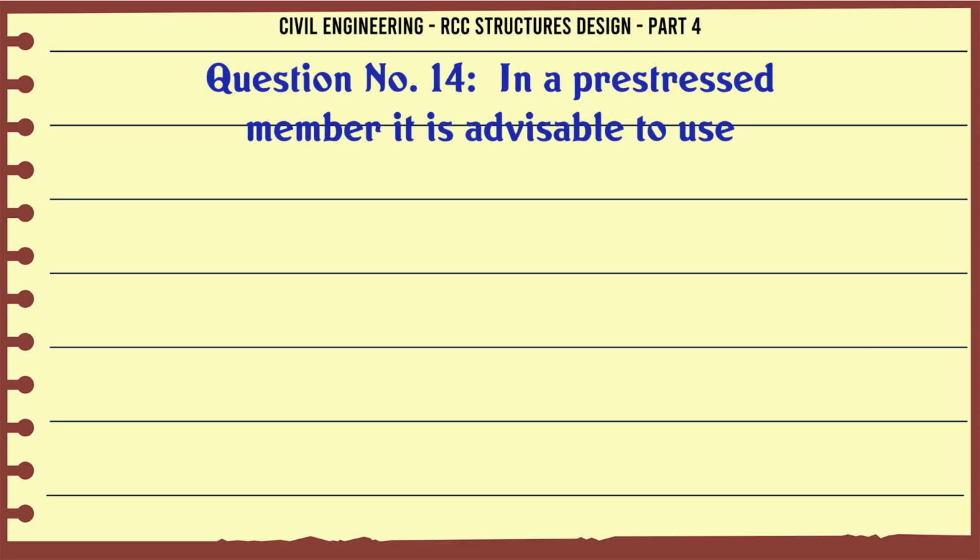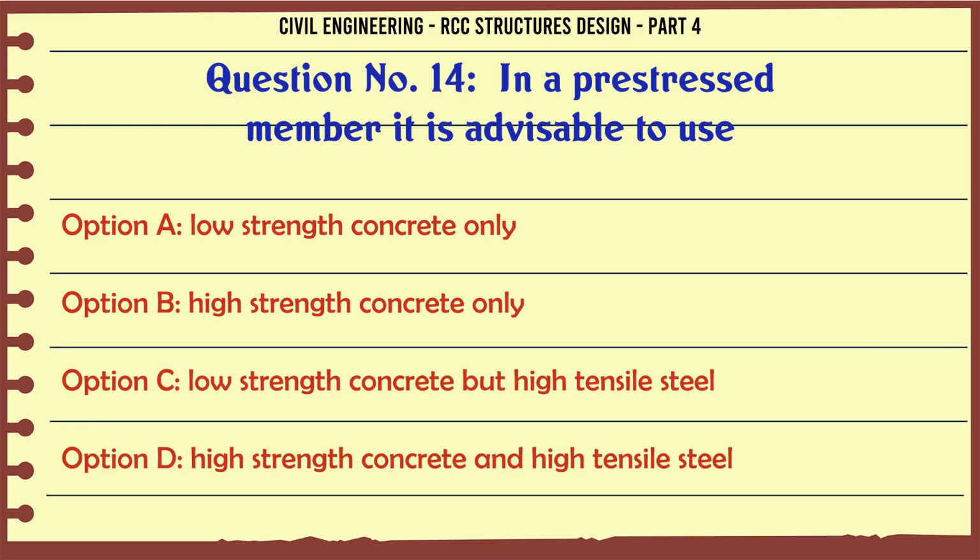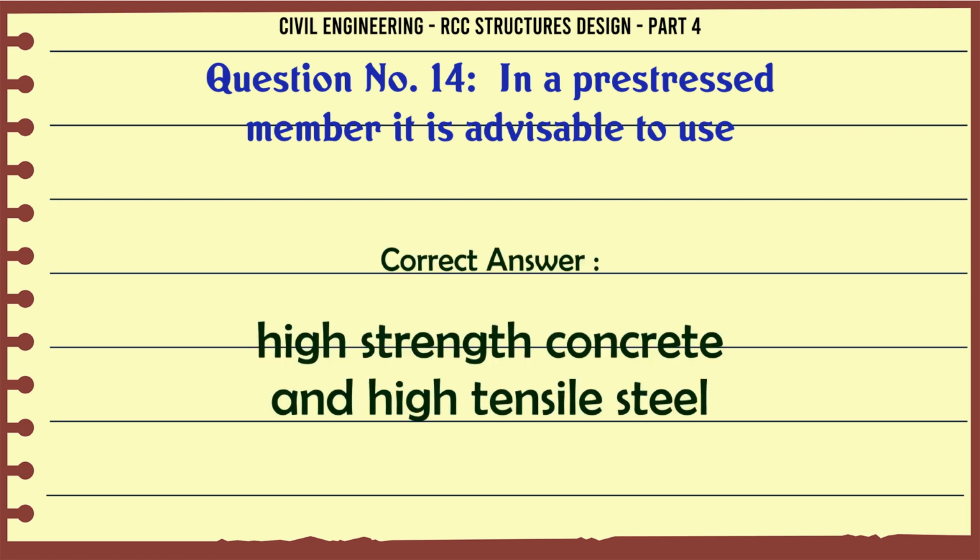In a prestressed member it is advisable to use: A. low-strength concrete only, B. high-strength concrete only, C. low-strength concrete but high-tensile steel, D. high-strength concrete and high-tensile steel. The correct answer is high-strength concrete and high-tensile steel.